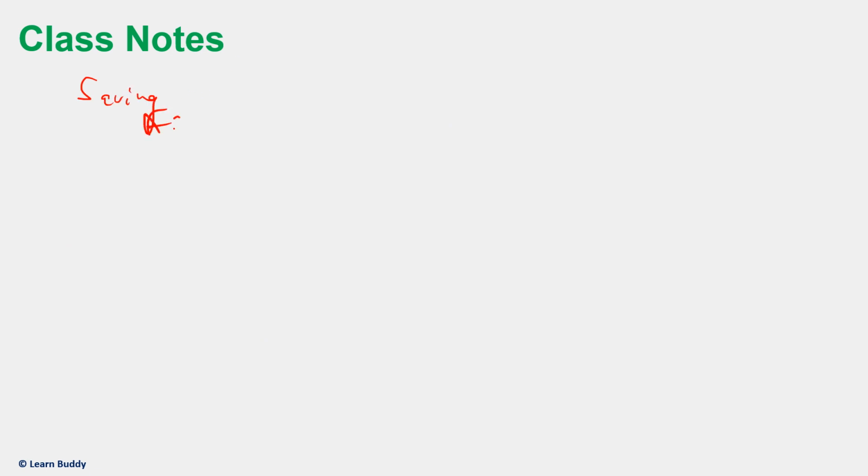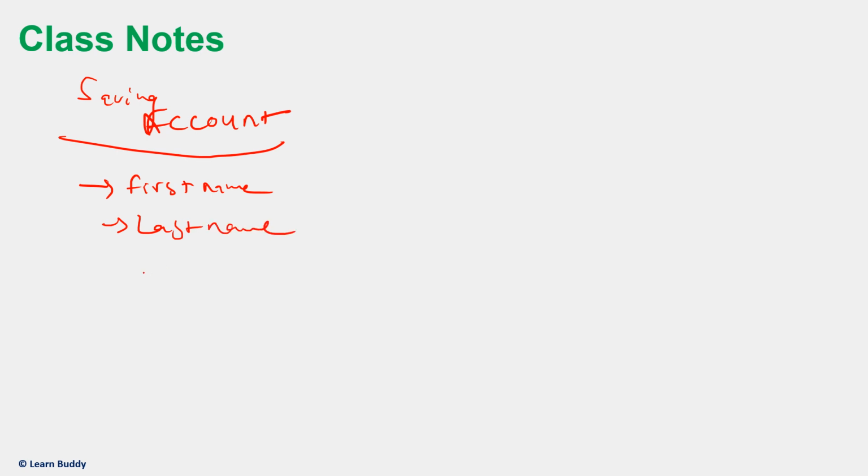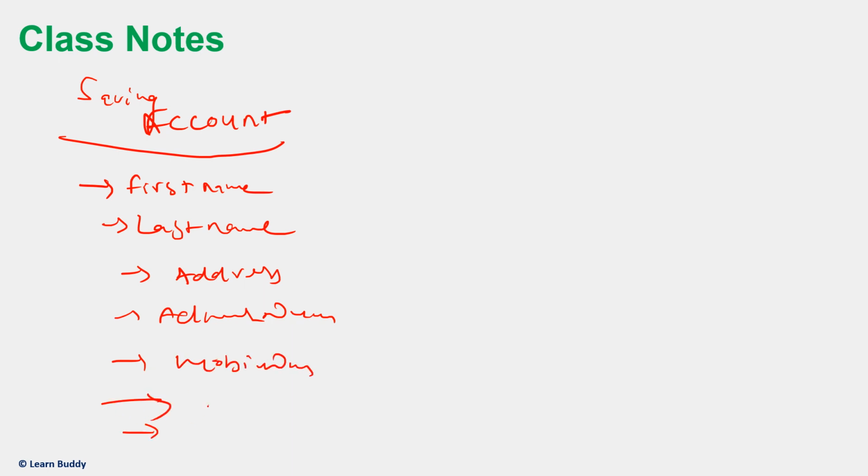Saving account scenario. Whenever the customer wants to open a new saving account in my bank, he has to provide the first name and last name and address, then Aadhaar number and mobile number, and some extras, like what minimum amount he maintains, and address proofs, all those things.